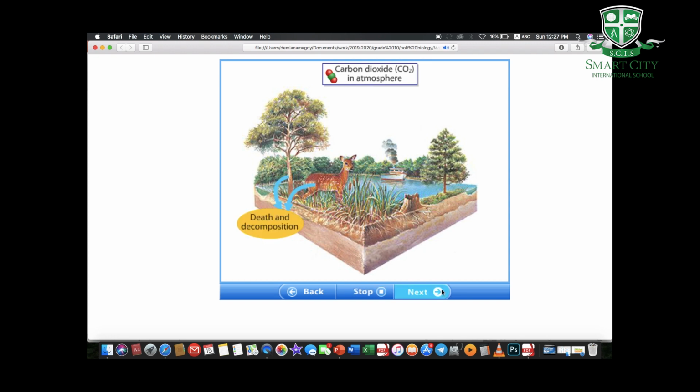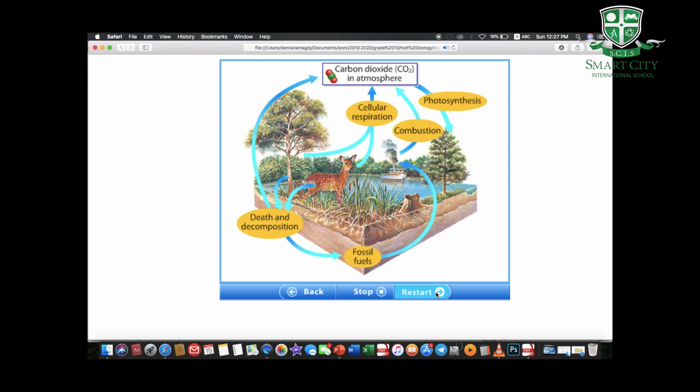Eventually, organisms die. When organisms decompose, some of the carbon is returned to the atmosphere. Under certain conditions, decaying organisms form fossil fuels. Humans burn fossil fuels to produce power. During combustion, fossil fuels are converted to carbon dioxide and water. The carbon dioxide is returned to the atmosphere. The carbon dioxide in the atmosphere can then pass through the cycle again.